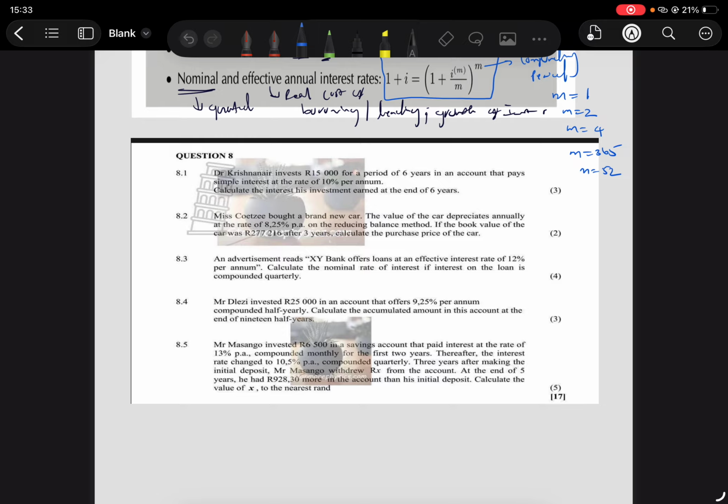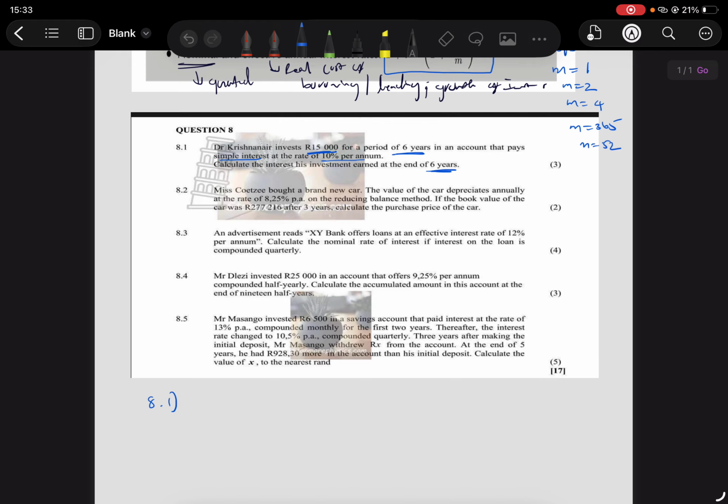8.1. Dr. K invests 15,000 for a period of 6 years, in an account that pays simple interest at a rate of 10% per annum. Calculate the interest his investment earned at the end of 6 years. Here we need to calculate the interest that is earned. When we speak of interest earned, it is not the same as accumulated amount, but we need the accumulated amount to calculate the interest. So how do we approach 8.1?